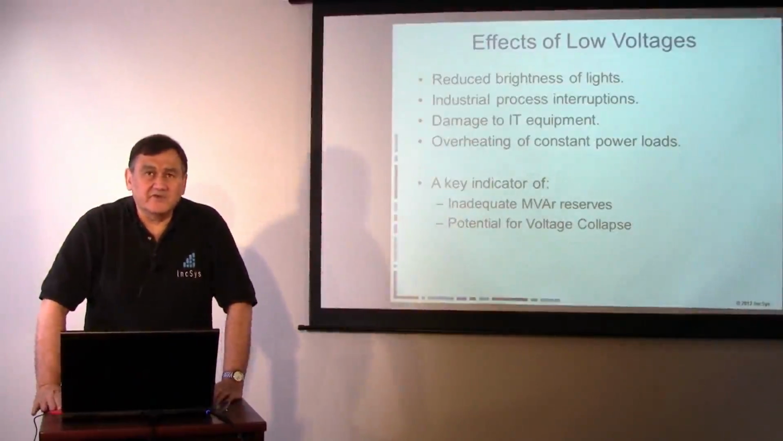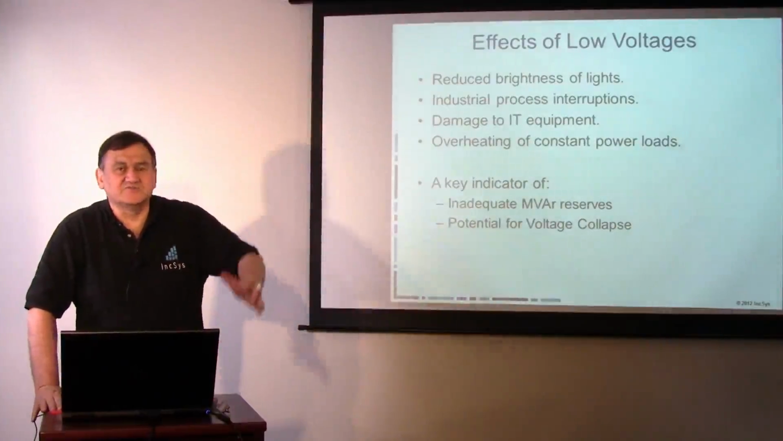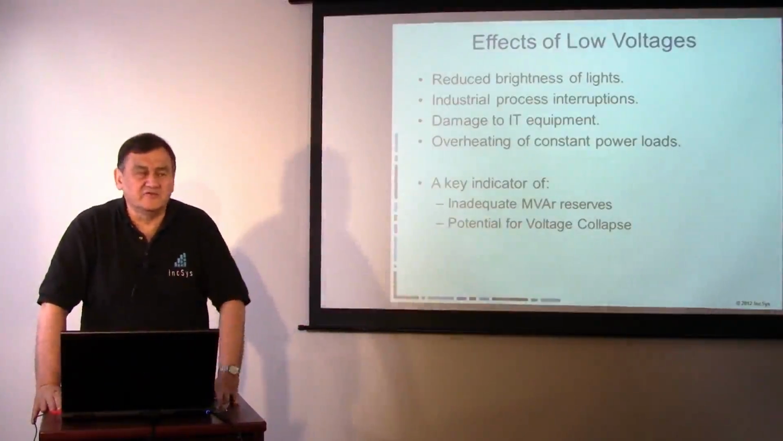Now, when we have low voltages, the lights will dim. That's not a real major issue. But the issue with industrial loads being interrupted is a very, very important issue. I'll show in more detail how we can have serious damage to IT equipment, computer systems, electronic systems. And then another aspect is, as our voltage drops, our currents are increasing, so we have to be very careful that we're not overloading some of the end-use devices.